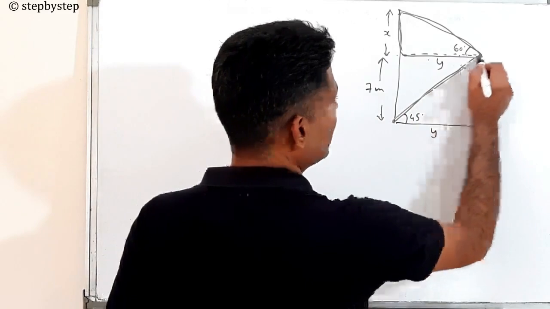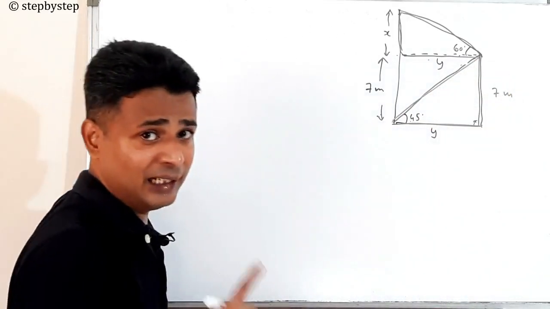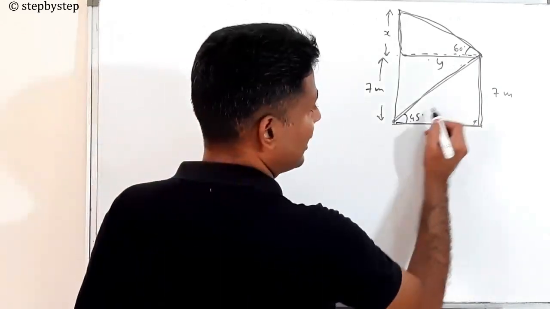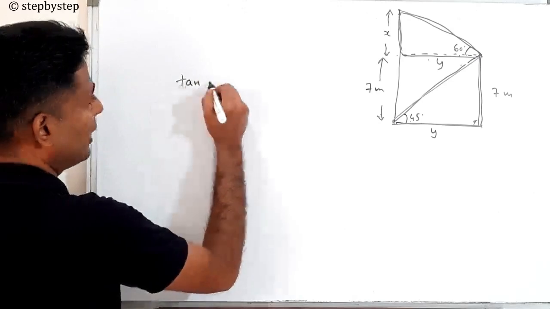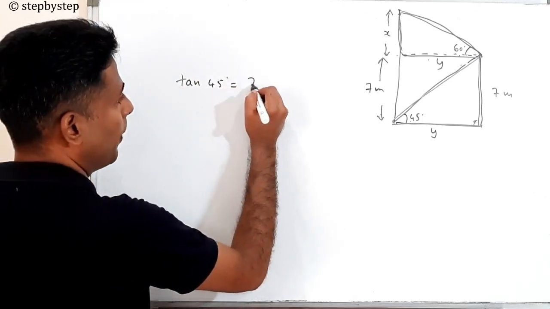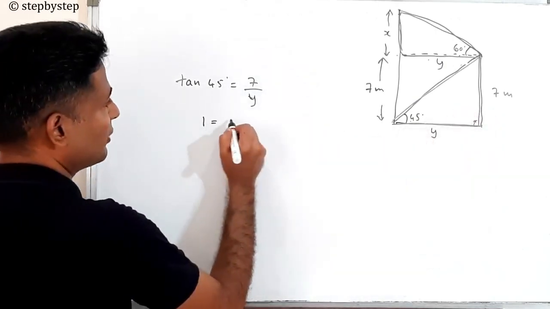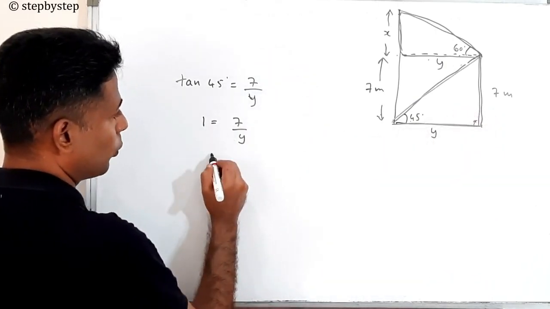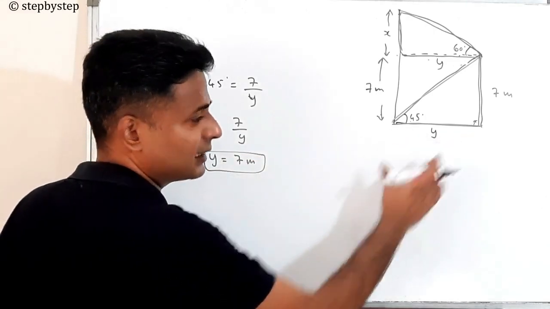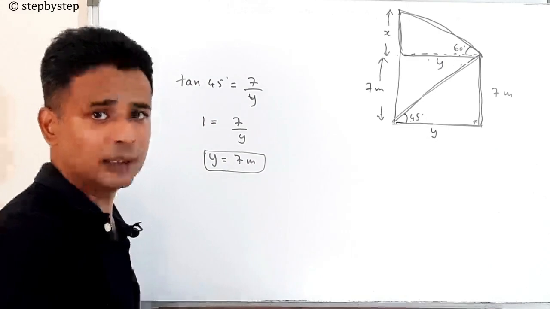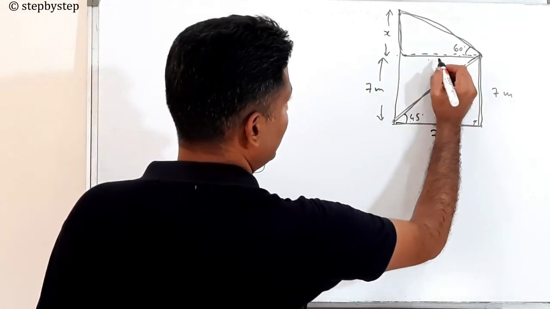Now if we see this triangle, we have one angle and one side, which means we can find the other side. So this is the angle, opposite and adjacent. So we have tan 45 equal to opposite by adjacent. Tan 45 is 1, so 7 by y equal to 1, so y equals 7 meters. So we got this distance, which is 7 meters. So this is 7, we got this, so this also will be 7.